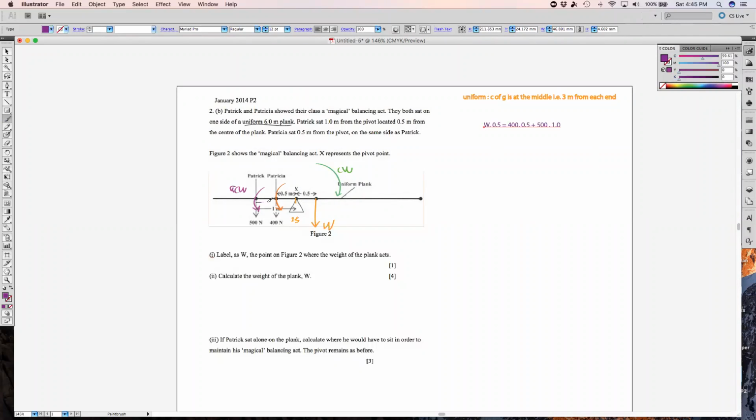He is 1 meter away. From here to here is 1 meter. So we have to use the 1 meter here. While Patricia, she's 0.5 meter away. That's why we're using the 0.5 with her weight. And W is 0.5 meter away. Again, that's why we're using that. So it's pretty simple to solve this question to be able to get the value of W. So that's 200 plus 500, that's 700 over 0.5. And the weight of the plank then should be 1400 newtons.